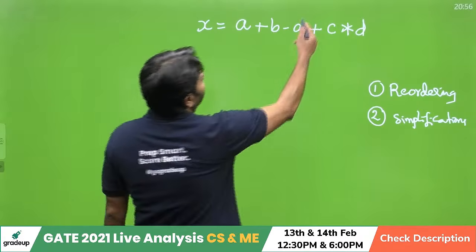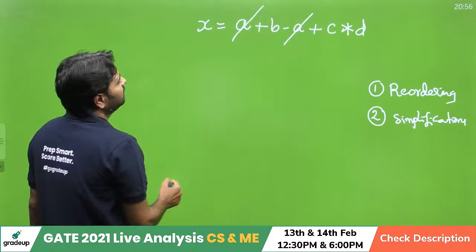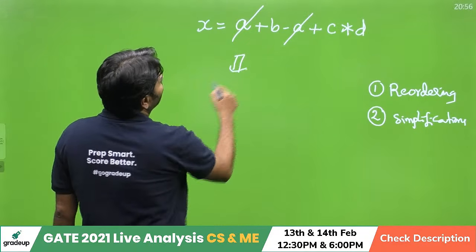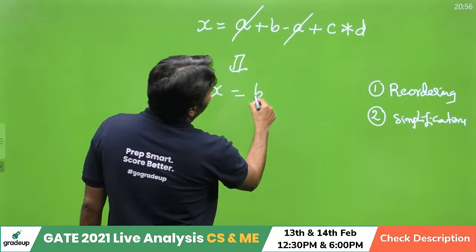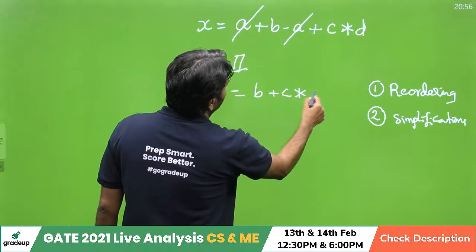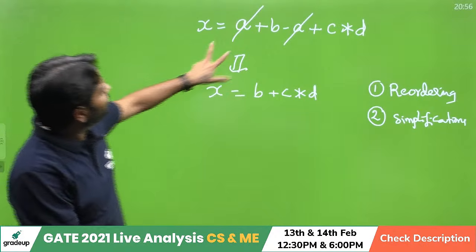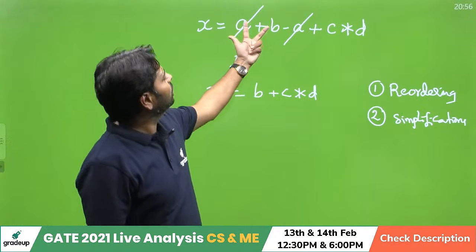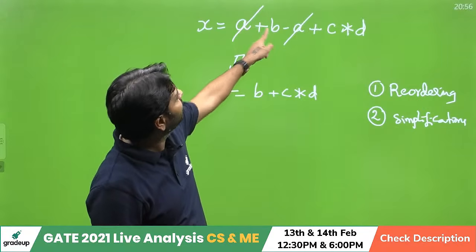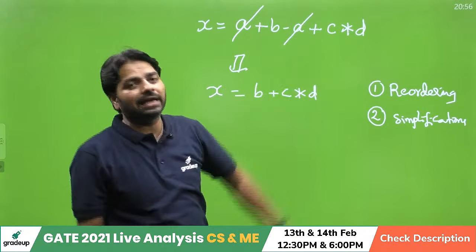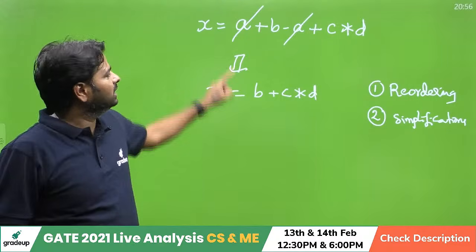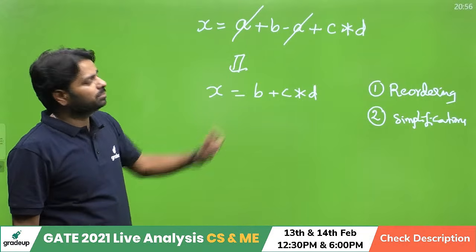When you look at this, minus a plus a, you can cancel it. So this can be similar to x is equal to b plus c star d. How did you get the cancellation of a minus a? If it is addition, I can use commutativity, so plus a can go to this side. So plus a minus a, I can cancel it without changing the logic. Yes or no? Now this is important.